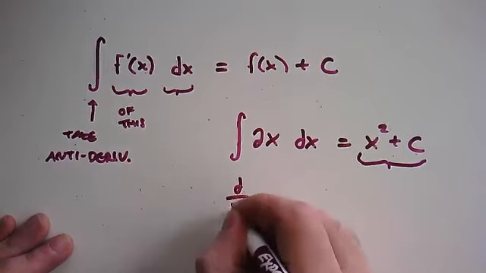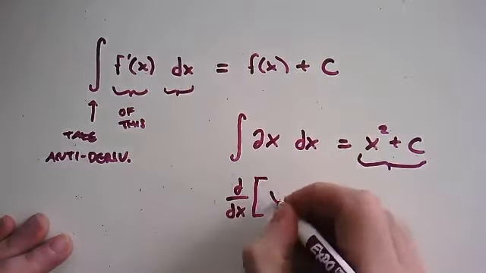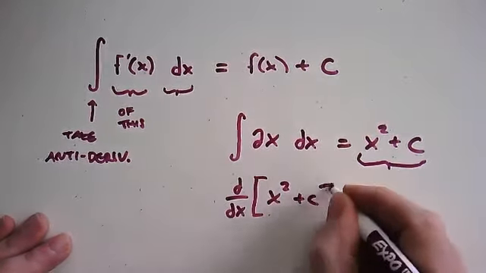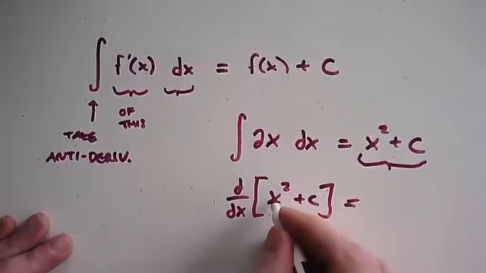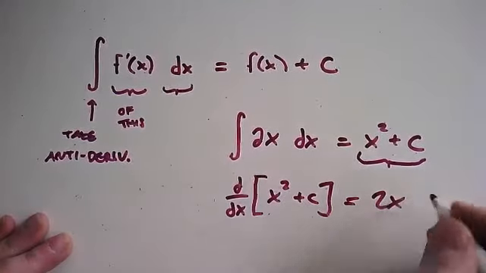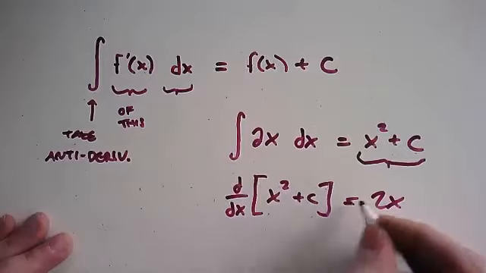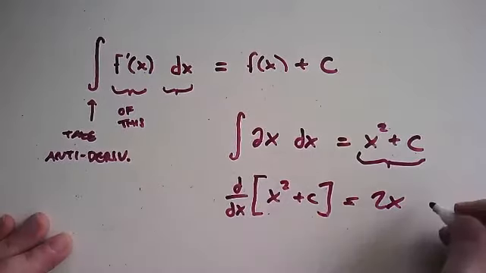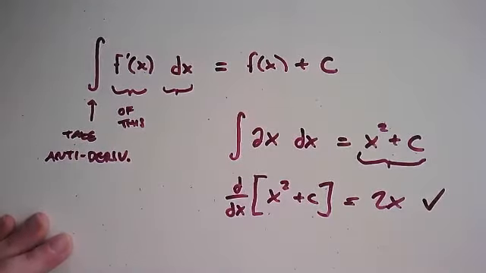So d/dx of x squared plus c is an easy derivative. The derivative of x squared is 2x, and the derivative of c is 0. That matches what we started with, so we just checked our answer. And especially in section 6.2, where you're starting to do these substitutions, they're a little bit tricky to recognize. It's definitely worth taking the time to check your answers on at least some of the problems as you move through it.